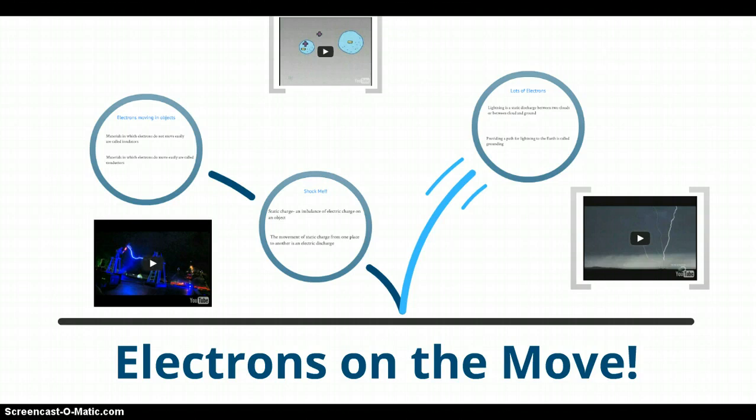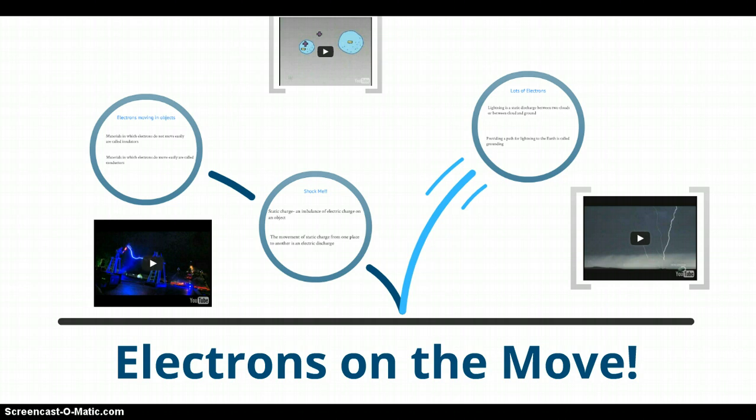Today we're going to talk about how these electrons move. They either move within an object or they move from one object to another. They create some pretty cool things. They create lightning, they create a shock where you can get your little brother or sister. So they're able to move from one object to another, or they move within the same object. But the key here is it's just the electrons moving.